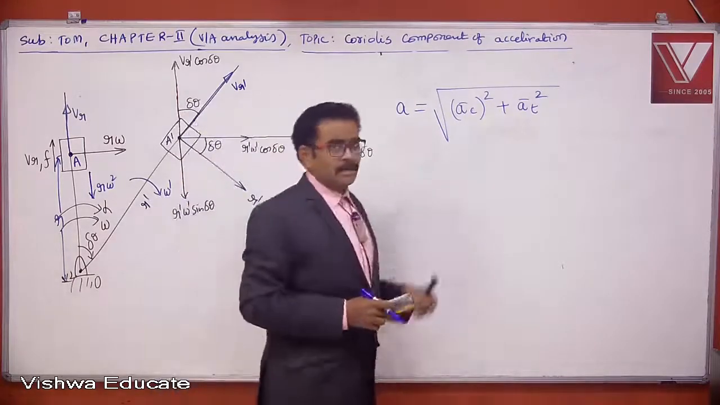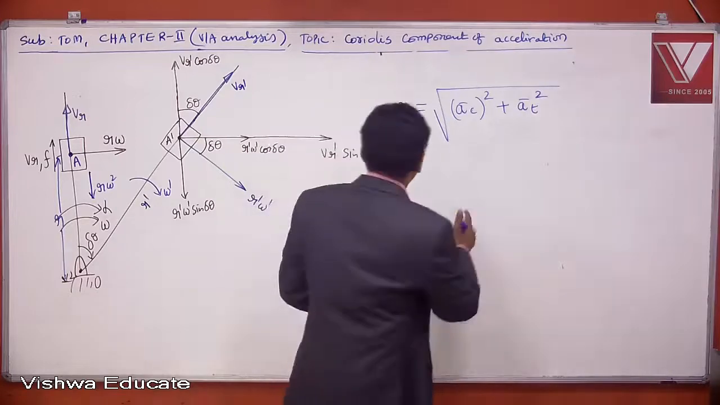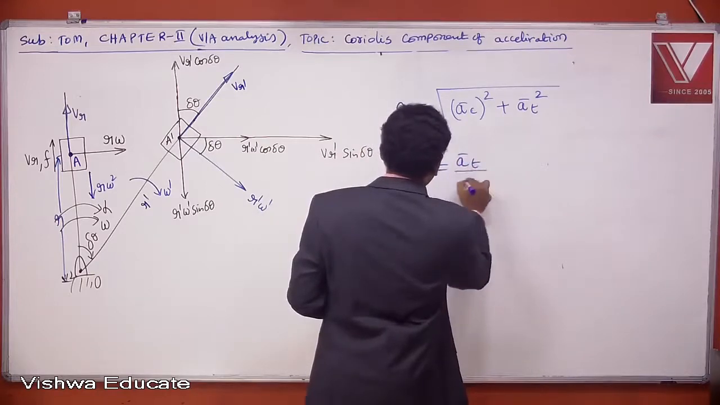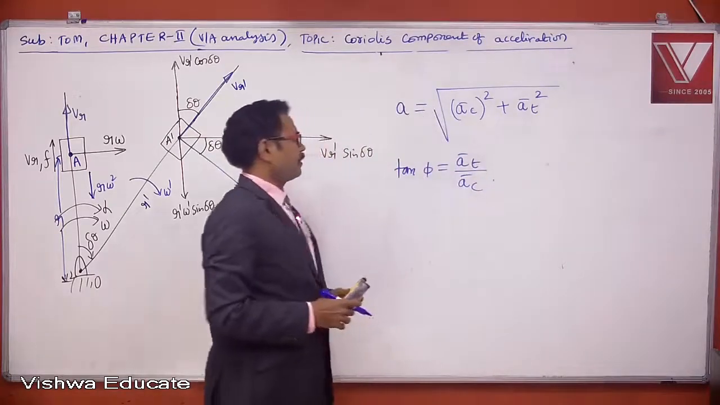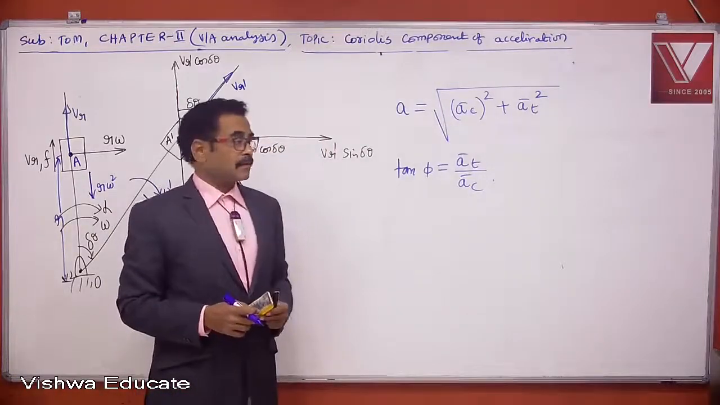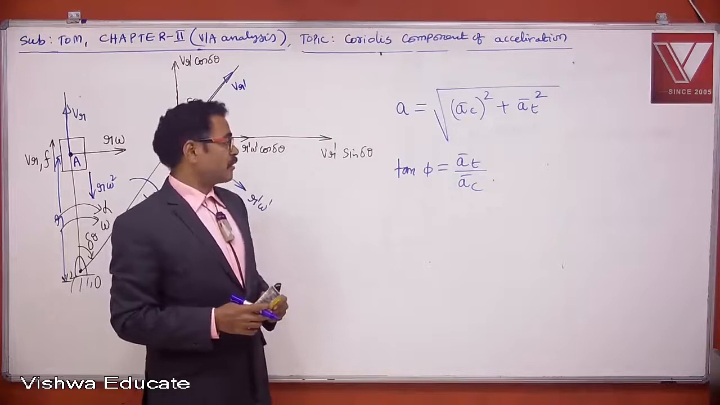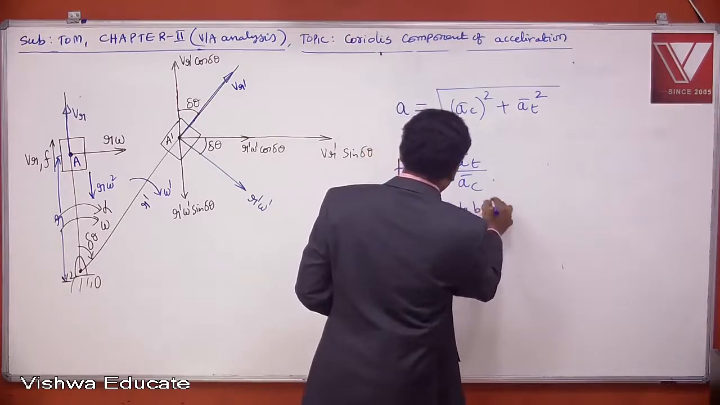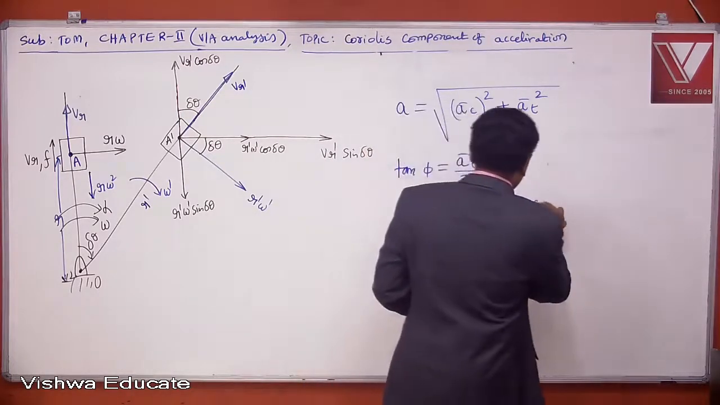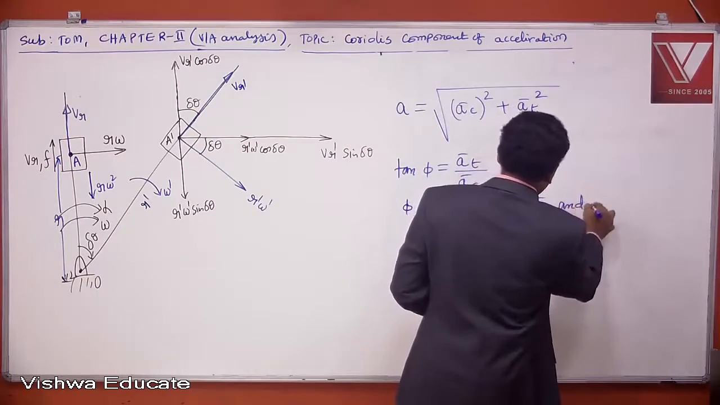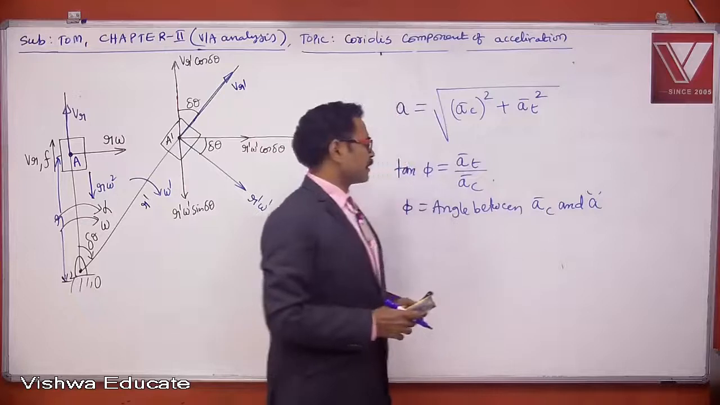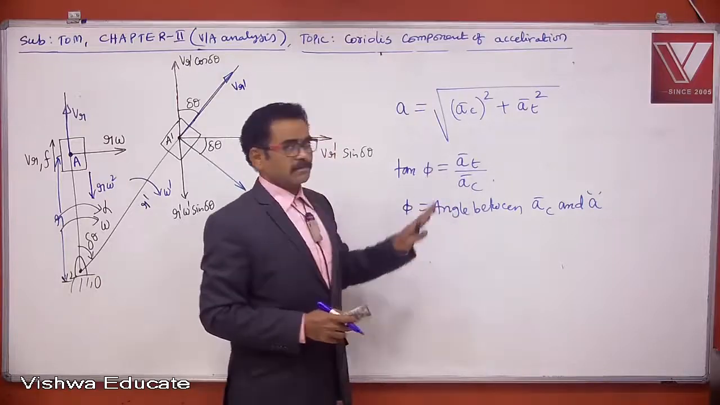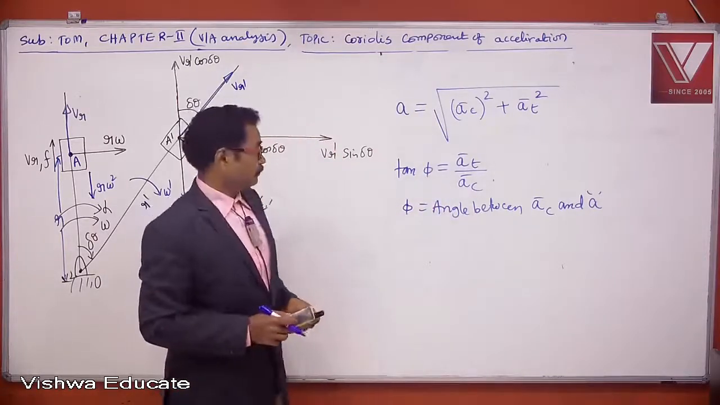If you want to find the direction of total acceleration, you can use this formula: tan phi is equal to A bar T by A bar C. Here phi is the angle made by the resultant acceleration with the link, or the angle made by the resultant acceleration with A bar C. So you can find direction also. Okay? So please copy.